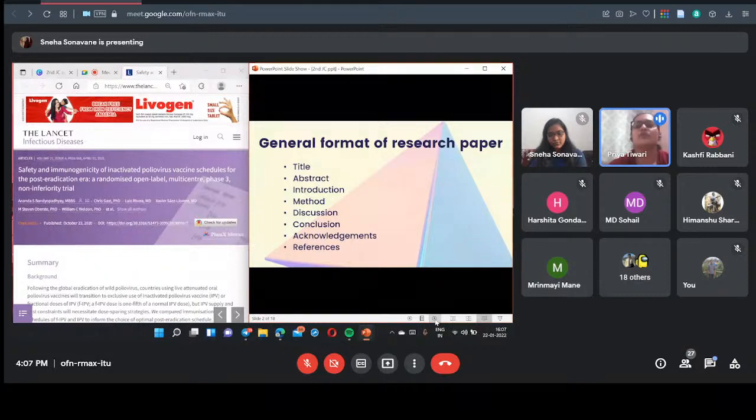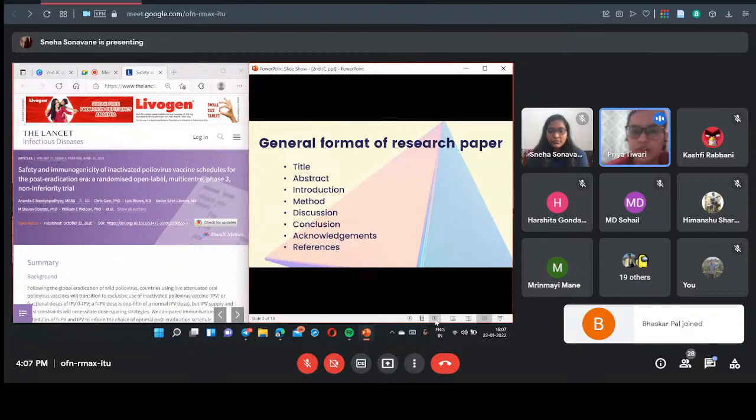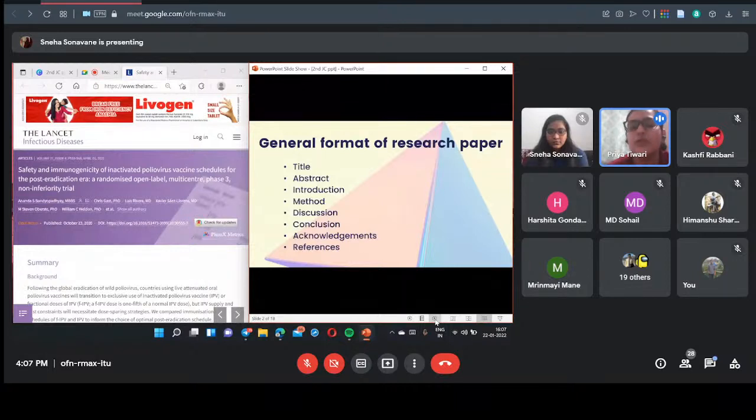We all know this is the journal format in which a research paper is written. That is, the title is mentioned, then the abstract, followed by introduction, method, discussion, conclusion, acknowledgements, and references. But this is not the format in which we will read the research paper. There is a different way of reading a research paper so that we can gain the maximum knowledge from it.